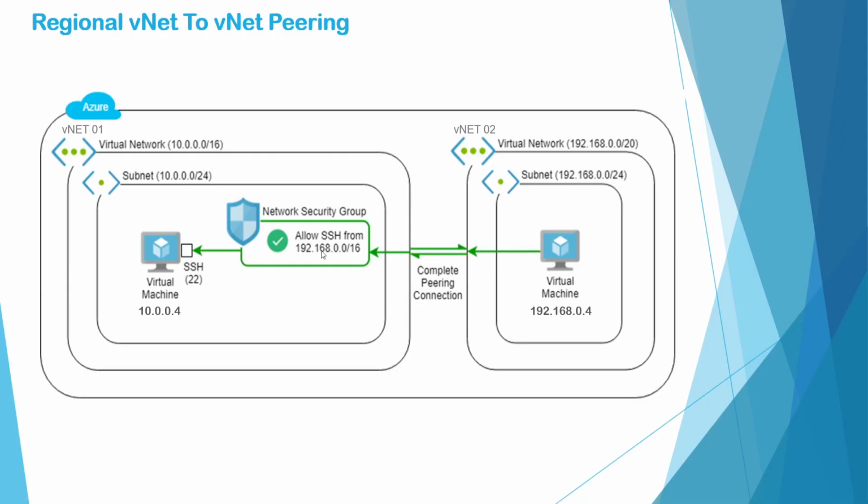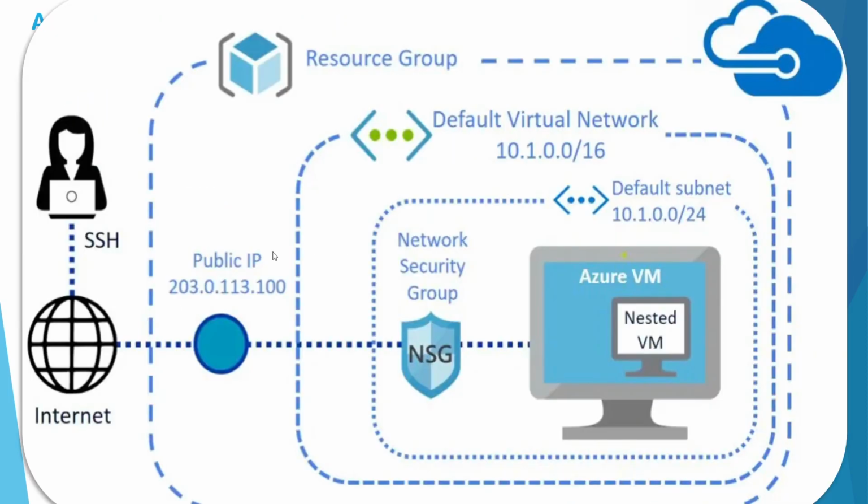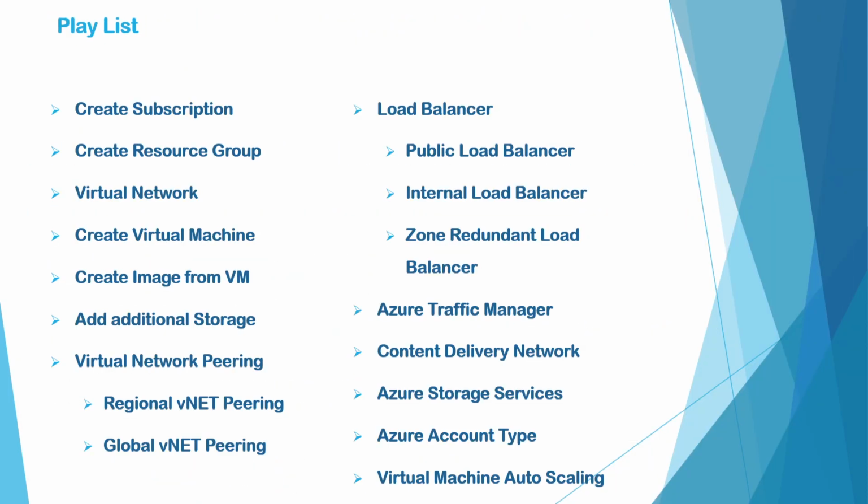So far we have completed creating the subscription, resource group, virtual networking, and VNet peering for the regional VNet. In the next video, I'll show you how you can create an image from the virtual machine, and how you can add additional storage.